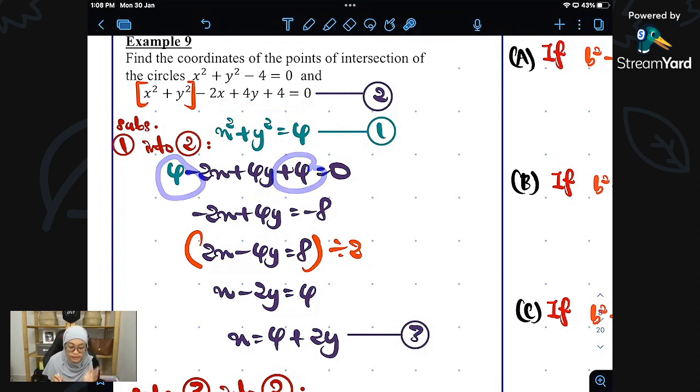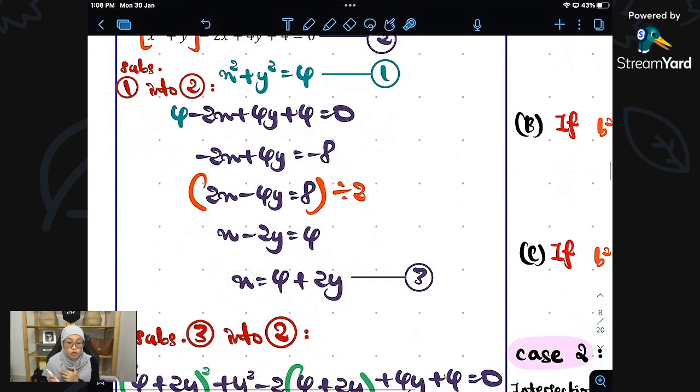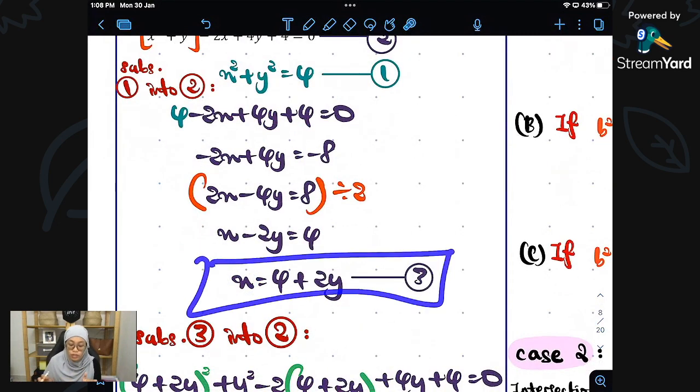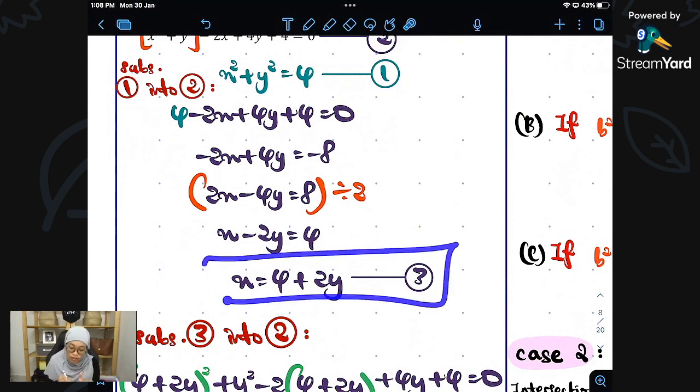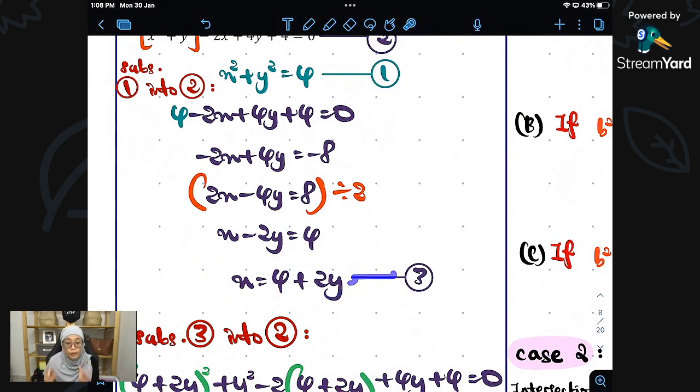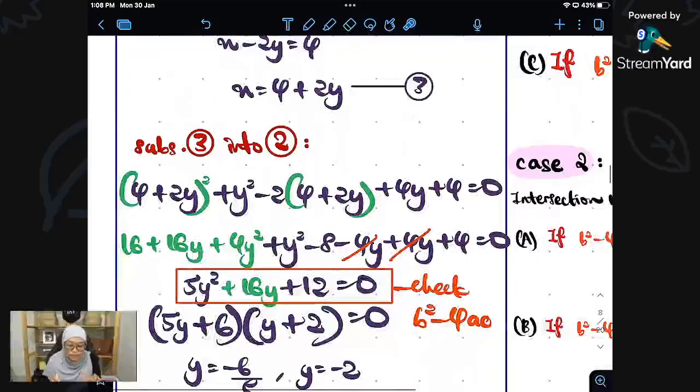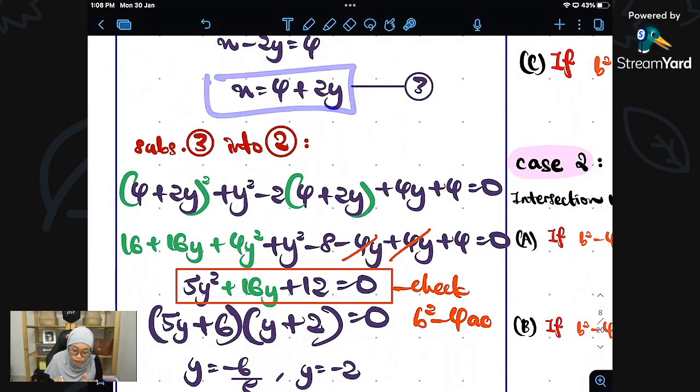4 plus 4 is 8. When I move it to the right, I minus 8. I get negative 8 instead, right? And so I want to make it positive x. So I divide everything by 2, and then I make x the subject. And so I get the next equation. This next equation, I label it equation 3. I substitute it back into equation 2.